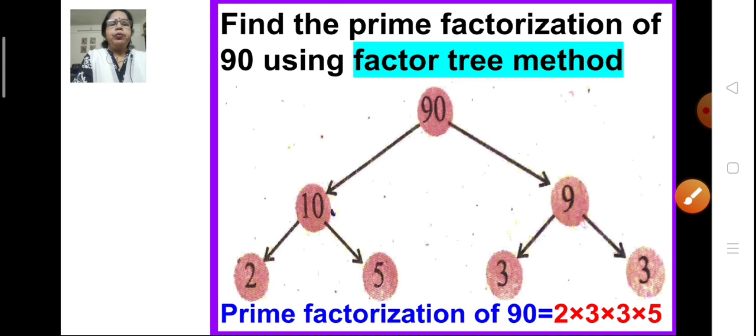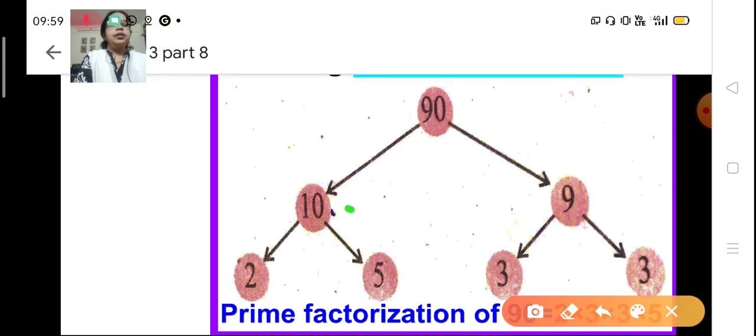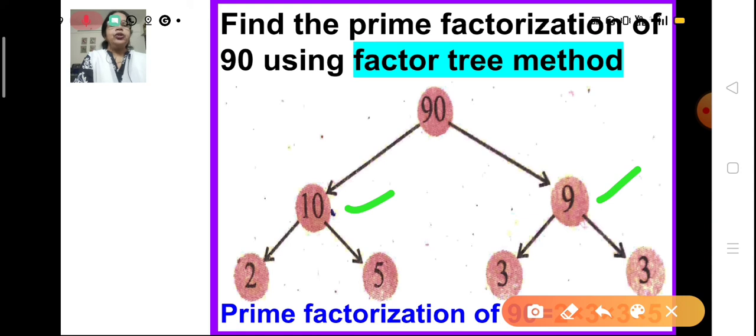Let's look at one more example to understand these two methods of prime factorization. Find the prime factorization of 90 using factor tree method. Now we have the number 90. So 90 can be expressed as the product of two numbers, 10 and 9, 10 nines are 90. Now both of these are composite numbers. Now 10 we can express as a product of 2 and 5, and 2 and 5 both are prime numbers.